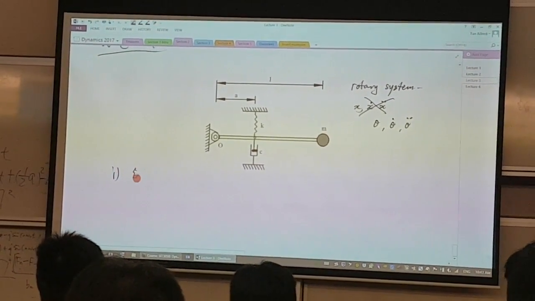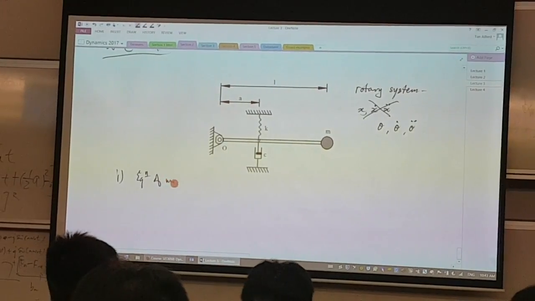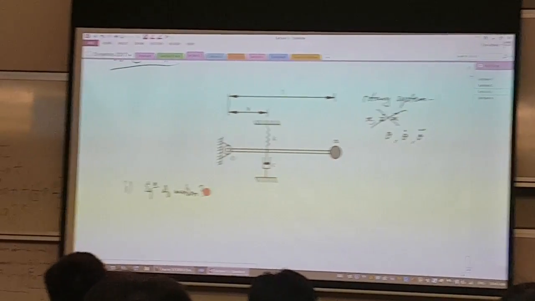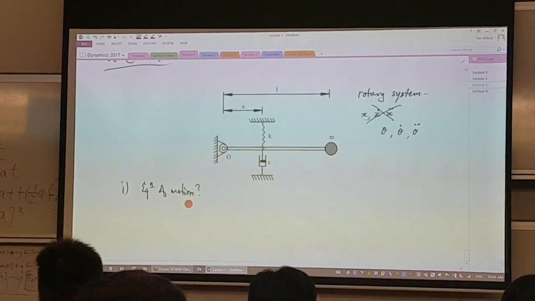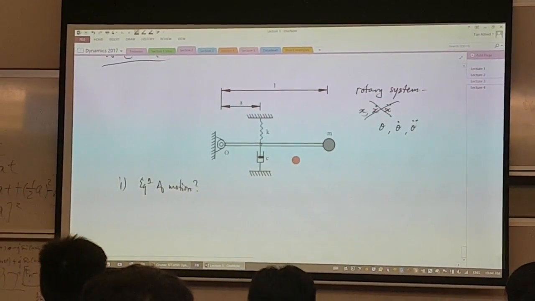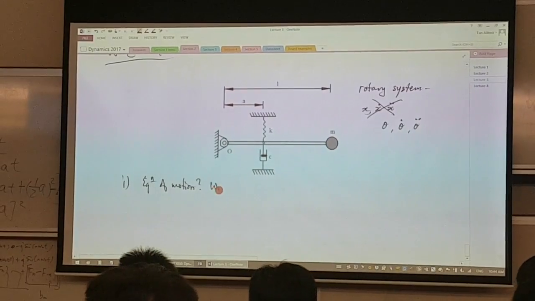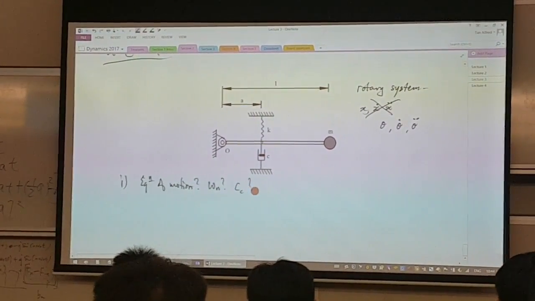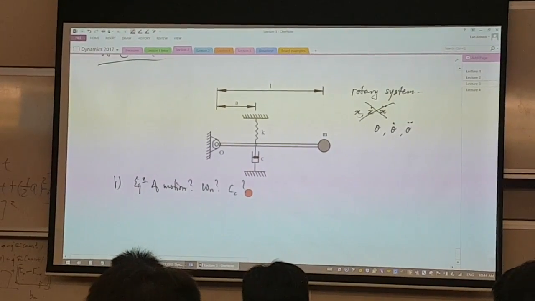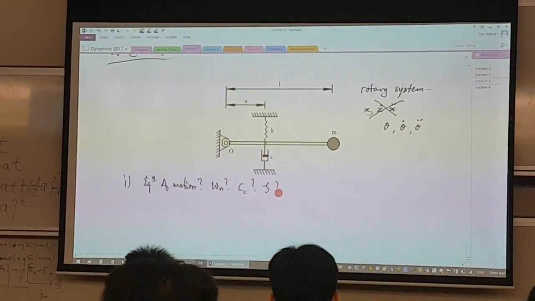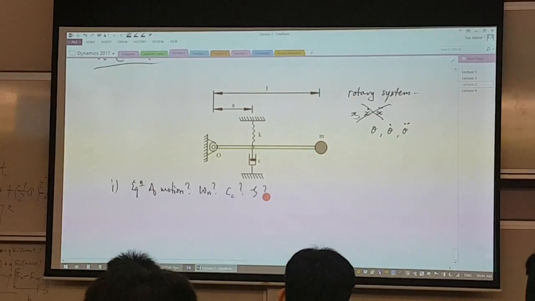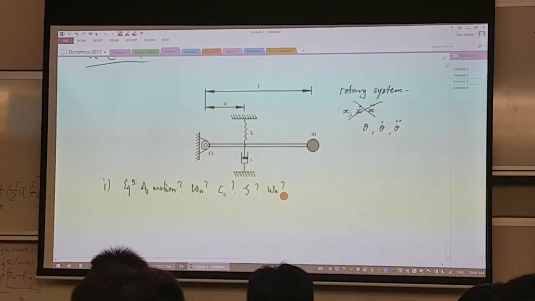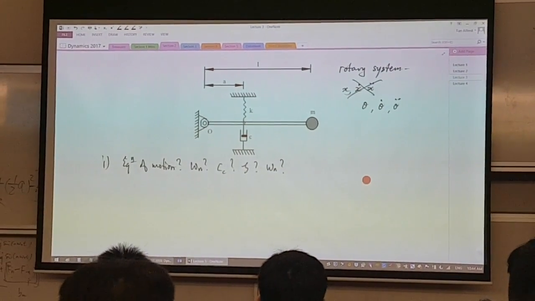The question asks us to find the equation of motion. If you have not read the question, it's asking us to find, in this system, what is the equation of motion? What's the natural frequency? What's the critical damping coefficient? What is your damping ratio? And what is your natural frequency? Right, in that first paragraph.